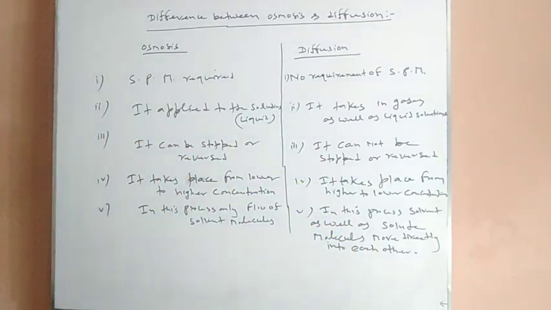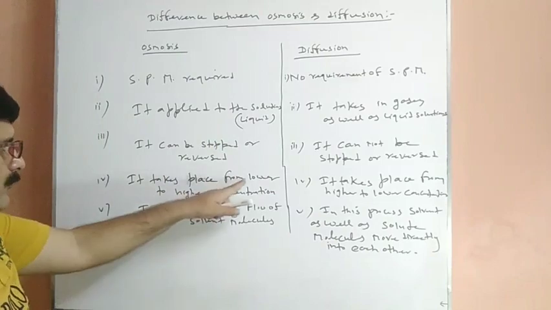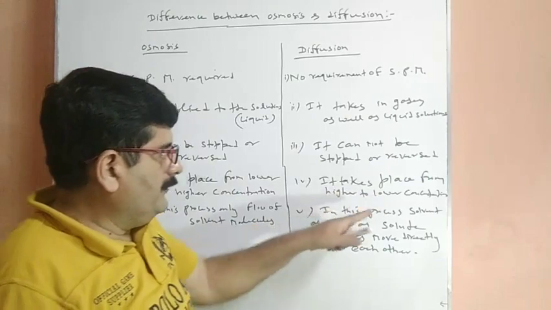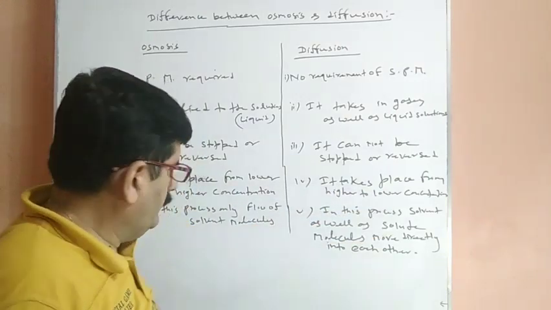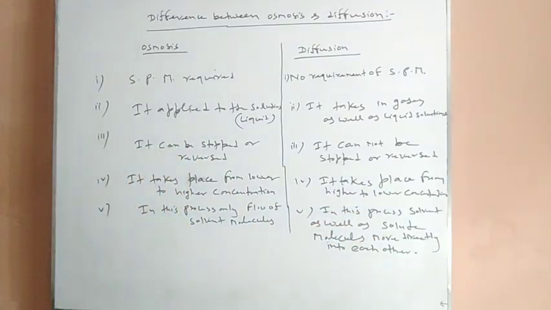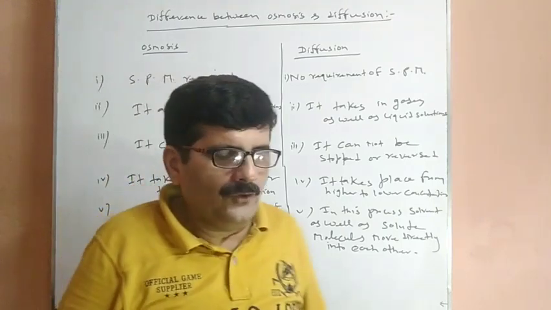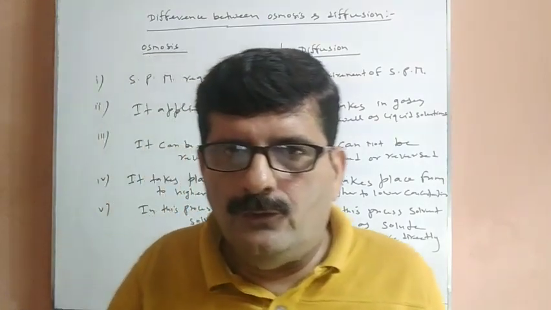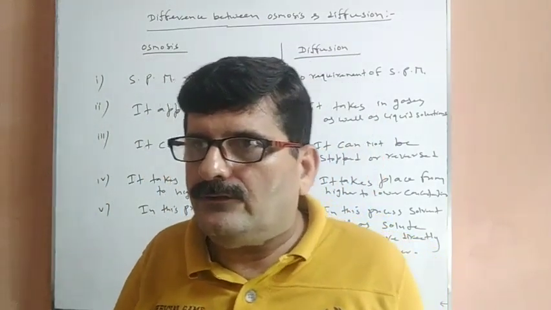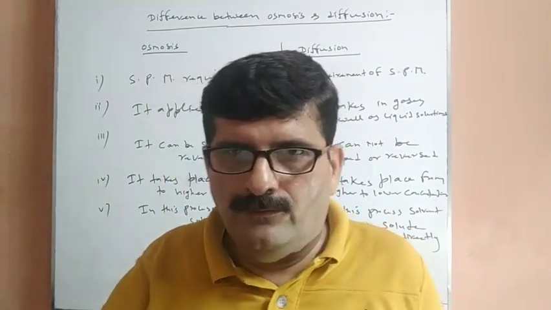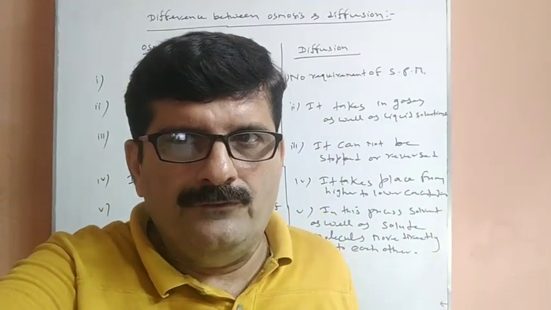Now the next difference is that osmosis takes place from lower concentration to higher concentration, but diffusion takes place from higher to lower concentration. The last difference is that in osmosis only solvent molecules flow, but in diffusion solvent as well as solute particles move. In diffusion the movement takes place from higher concentration to lower concentration. So in last we have to understand osmotic pressure.